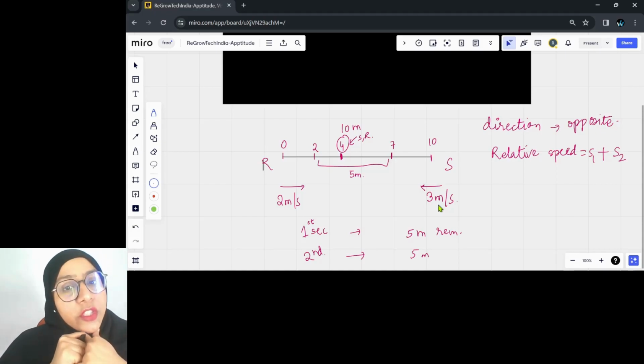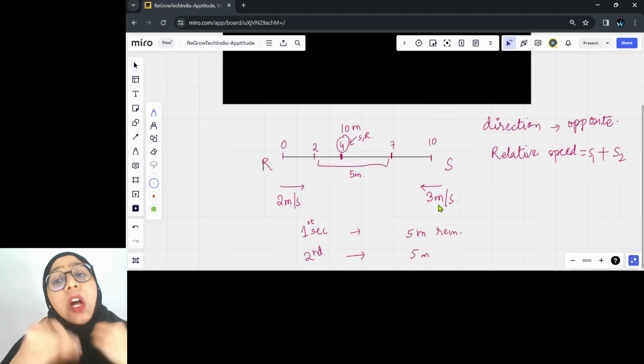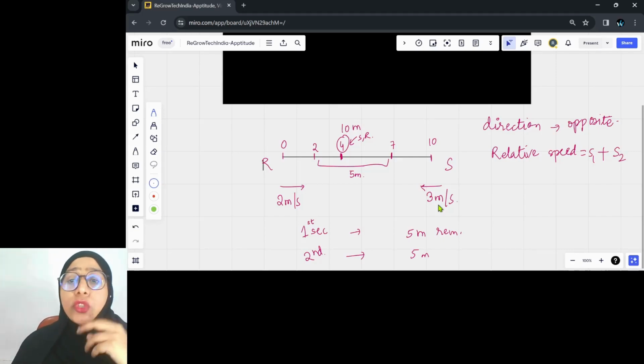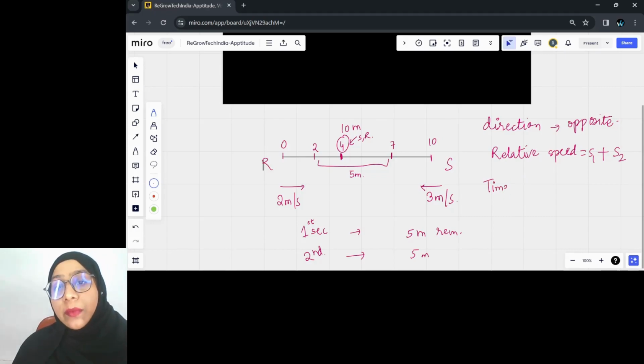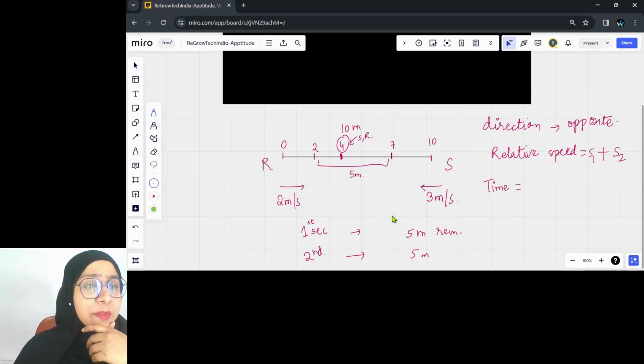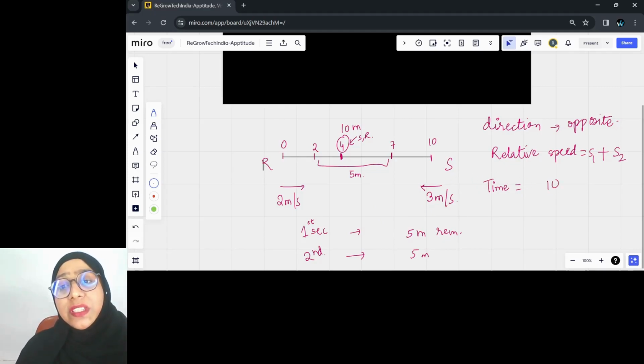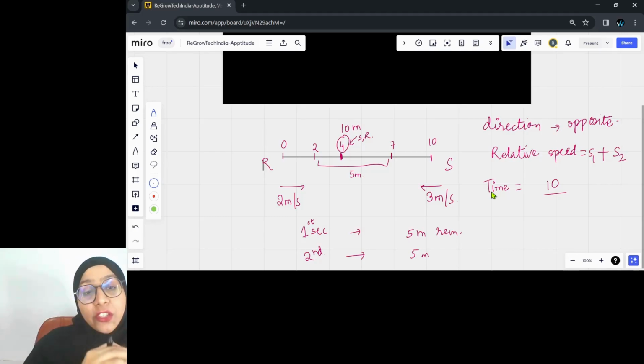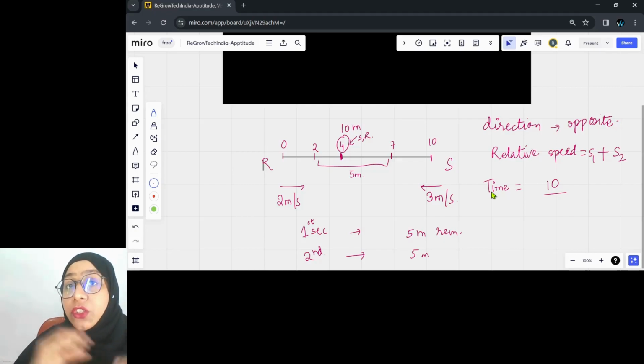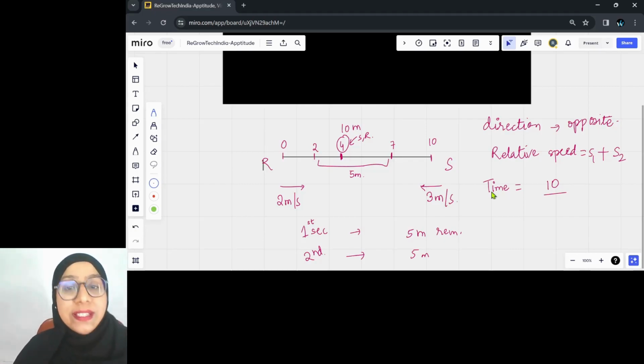Secondly, another question is after how much time do they meet, right? In order to find how much time they take to meet, we know the formula: time is distance by speed. So here their initial distance was 10. The speed in this case would be the relative speed, because in the same second where Raj was covering 2 meters, Simran was covering 3. So together they were covering 5 meters in 1 second, right? That is what the relative speed is.